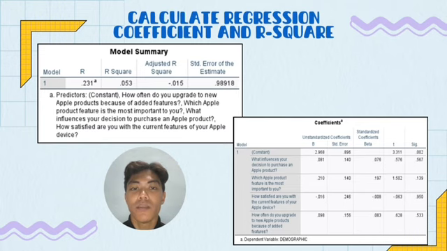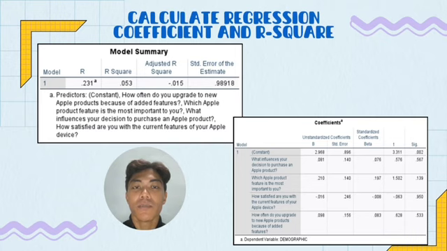The R-square value is 0.053, meaning that only 5.3% of the variation in demographics is explained by the independent variable. The adjusted R-square is negative 0.051, indicating that the model does not fit well when adjusted for the number of predictors. The standard error of the estimate is 0.98918, showing the average deviation of actual values from the predicted values.